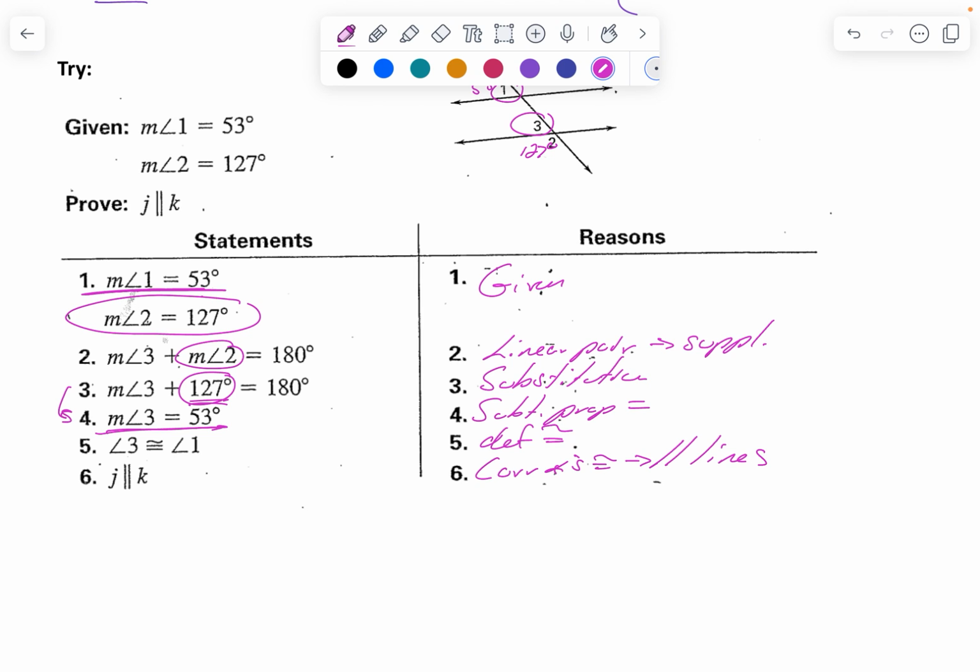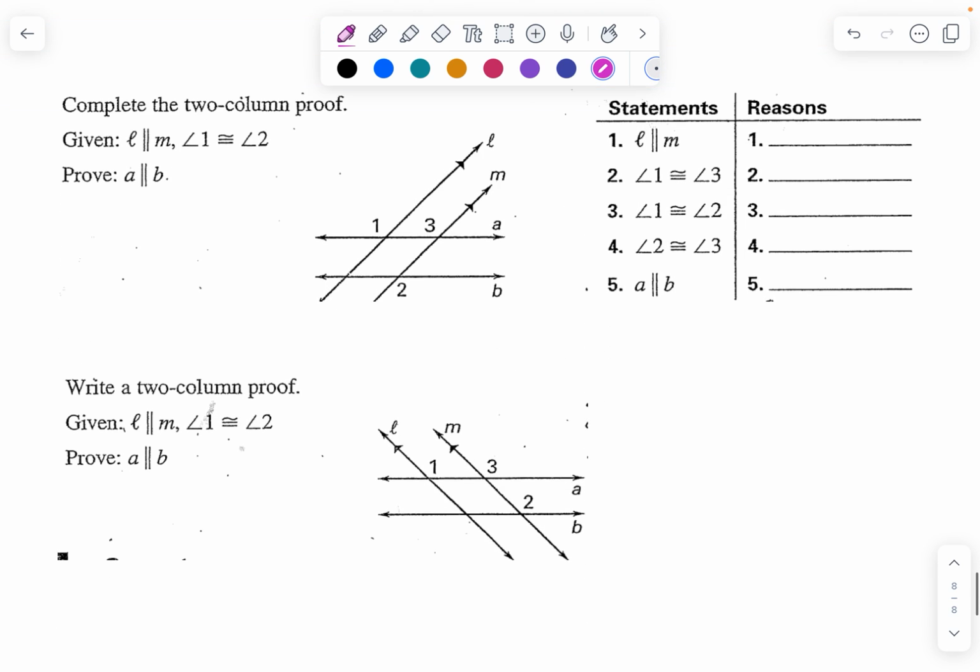All right, so that's a really good example of a proof using parallel lines, angle relationships. Let's take a look at another example. Okay, so in this case, we're given parallel lines. L is parallel to M, which is marked on the diagram right here. And then angle 1 congruent to angle 2. So again, diagrams are important. I'm going to mark those right now.